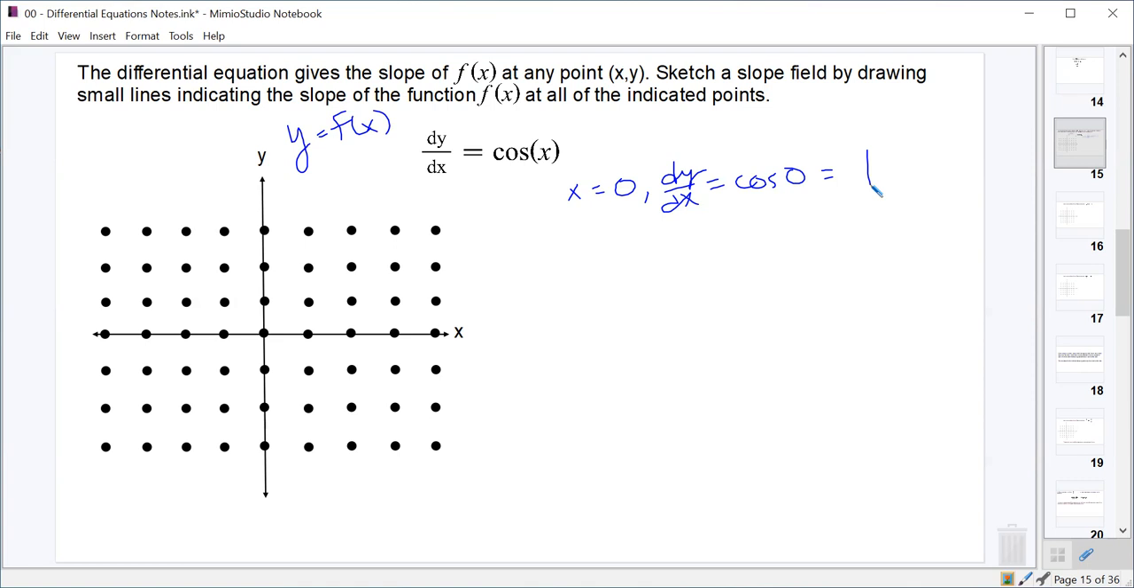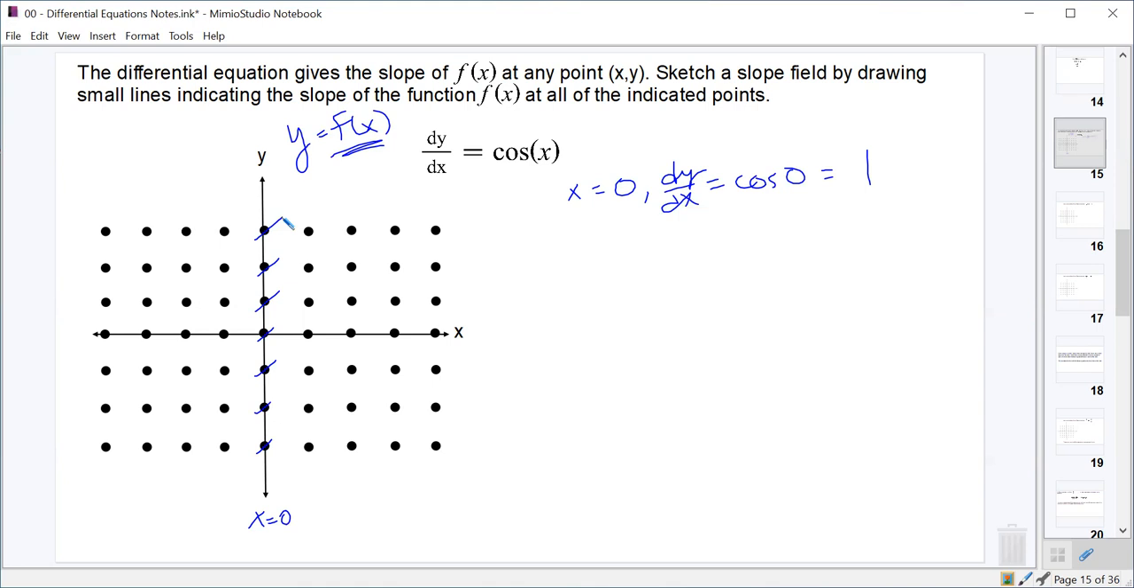But that's okay. At x equals 0, we know that the slope of f of x is cosine of 0, or 1. So everywhere where x is 0 along the y-axis, we're going to draw a bunch of little lines that have a slope that is approximately 1. And we know what a slope of 1 looks like, right? Up 1 over 1. So our slopes are just going to look like that. And we're going to do this then at a bunch of other values of x.